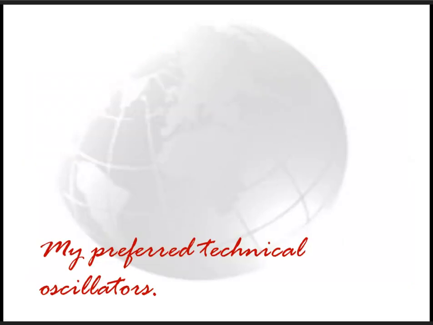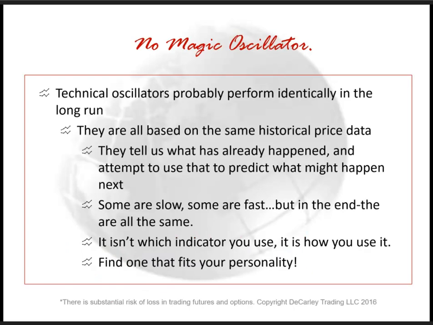So my preferred technical oscillators, we're going to talk about that. And first let me just say there is no magic oscillator. Regardless of what I'm going to tell you that I prefer to use, don't let that sway your thinking. Really, technical oscillators are probably all the same in the long run. If you took every buy signal and every sell signal that they produced, you're probably going to come out about the same regardless of which one you pick. They're all based on the same historical price data. They tell us what has already happened, and they attempt to tell us what might happen next. Again, they're all the same. Some are slow, some are fast, but in the end, they're the same.